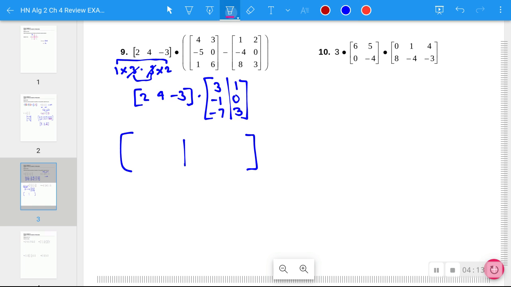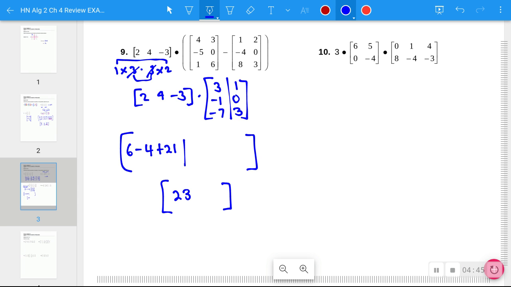The first position uses the only row and the left-hand column. So when you multiply those, you're going to get the 2 times the 3 would be 6. Sorry, wrong tool there. 6. And 4 times negative 1 is the next pair. And finally, negative 3 times negative 7. So that is going to be 23.